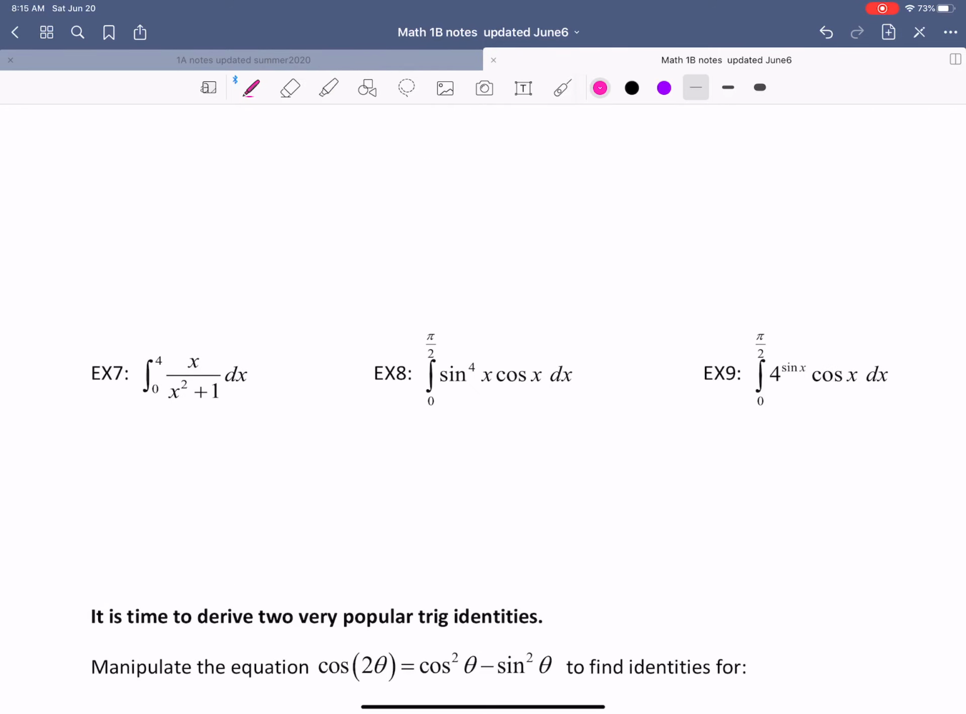Natural log of 17 minus natural log of 1. What is natural log of 1 equal to? Natural log of 1 is 0. So it would just be gone. 1/2 natural log of 17 is what I'm going to be left with. Okay. Next example.